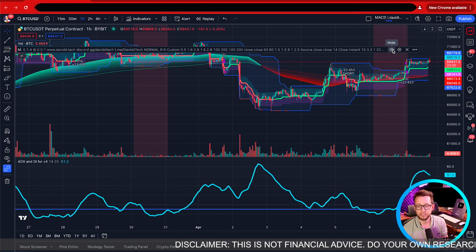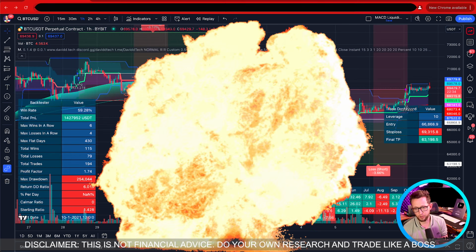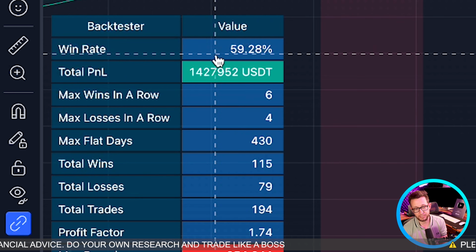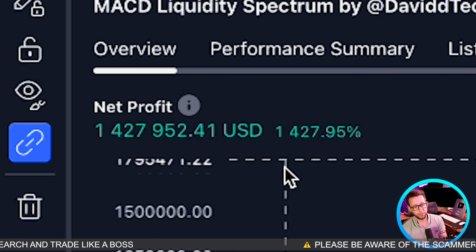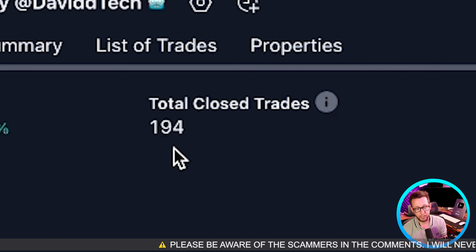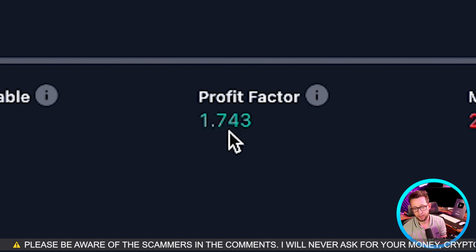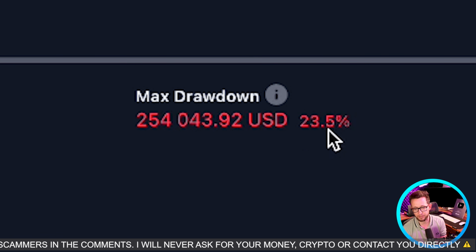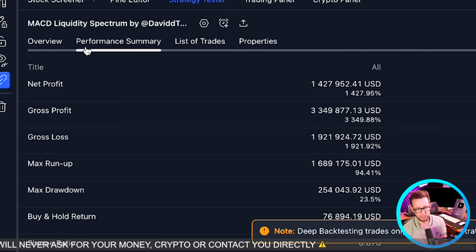So let's have a look at the backtesting results with the ADX on. Double drum roll, please. Boom. Right, okay, as you can see, we've now made almost a 60% win rate, which is absolutely excellent. Let's have a look at the equity curve here. We have 1,427%, not quite double, but almost there. We have 194 closed trades, almost 60% win rate, 1.74 profit factor, and we've taken the max drawdown all the way down to 23%. The buy and hold is 73%, so we really did explode that now.